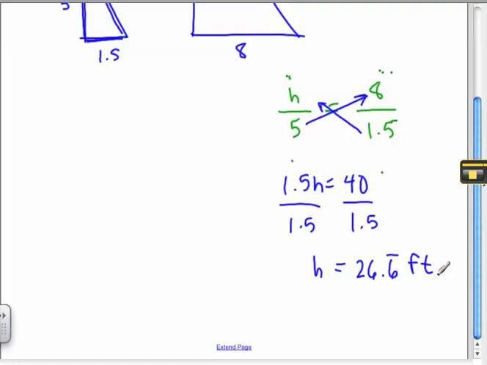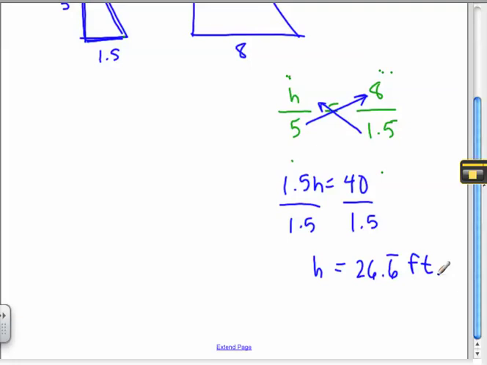Why is the smaller triangle at the bottom? Like we were saying, it doesn't matter. I could put the smaller measurements in the numerators and put the bigger measurements in the denominators. I'm still going to get the same answer. I just have to make sure that I have the same for each fraction.